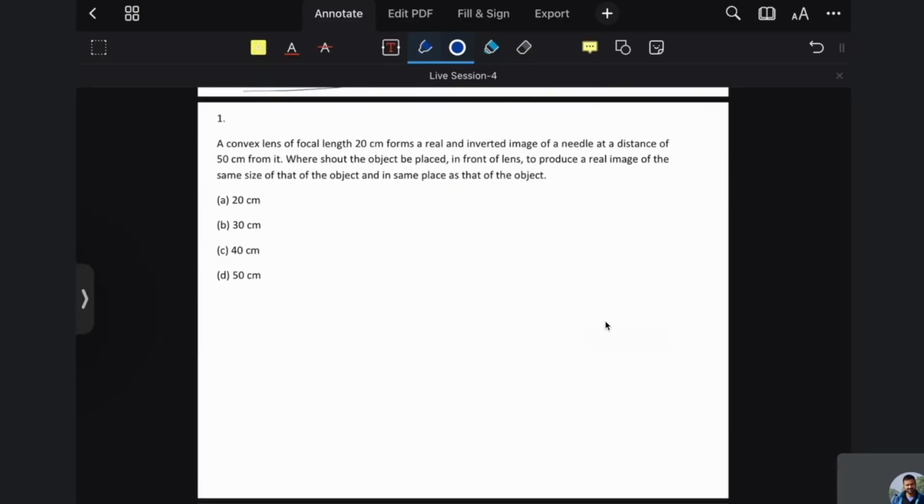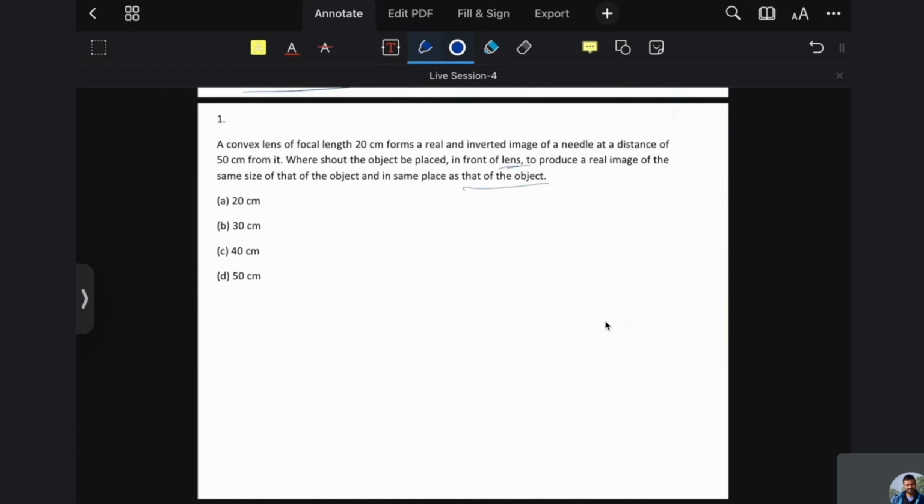Here the first problem is: a convex lens of focal length 20 centimeter forms a real inverted image of a needle at a distance 50 centimeter from it. Where should the object be placed in front of the lens to produce a real image of the same size as that of the object, in the same place as that of the object? Okay, so this I discussed last time also.